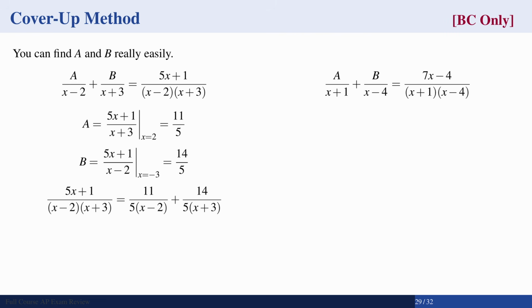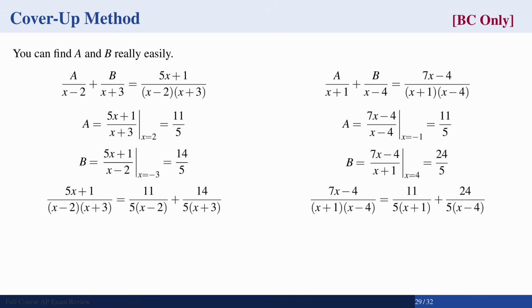Here's another example. To find a, we plug negative 1 in on the right-hand side while we've covered up x plus 1. Gives us 11 over 5. To find b, we plug 4 into the right-hand side while covering up the x minus 4. That gives us 24 over 5, which decomposes. And then you can see if you integrate that, you're getting natural logs. The hard part here is the algebra. It's not usually the antiderivative.